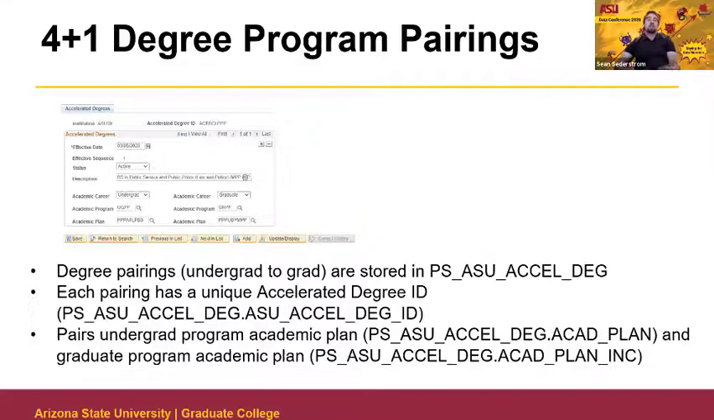They're entered here. It is basically a pairing between the undergraduate and graduate plan codes. Those are linked together, and a unique accelerated degree ID is generated for that. And then that is what's used as the key moving forward to be the unique identifier for these programs.